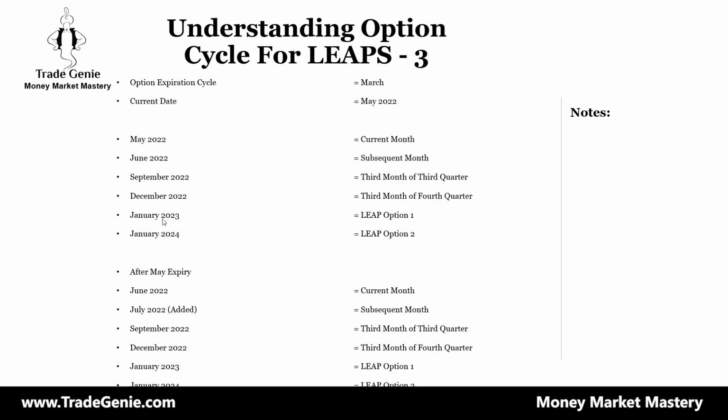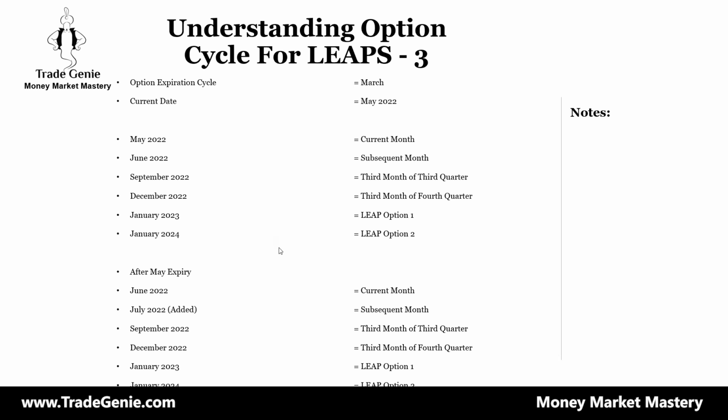Now, because we are categorizing as leap, January 2023 will be there, because just after December comes January 2023. And then we need to add another year of leap, which is January 2024. So January 2024 will be there. So when you see leap, you will see these 6 months.